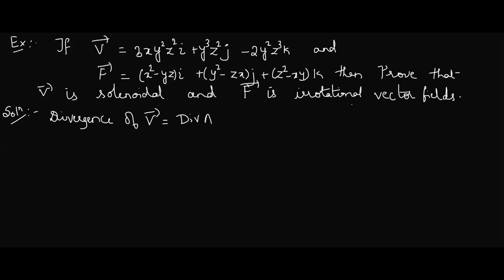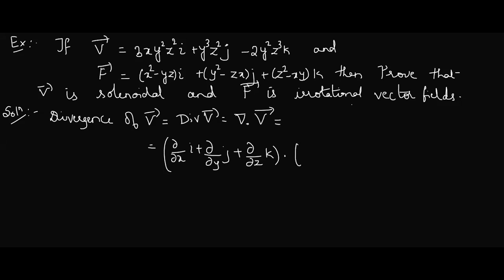Okay, divergence of V. Divergence means it is dot product with del. So del dot V bar. Write properly, otherwise both will look the same. So del means what? We have a vector: dou by dou x i, dou by dou y j, dou by dou z k. Dot product with V. What is my V? 3x y square z square i plus y cube z square j minus 2 y square z cube k.